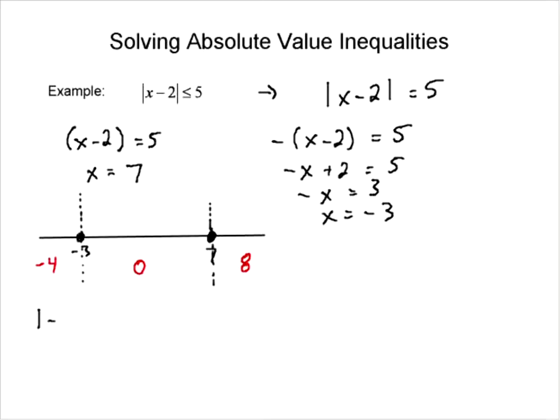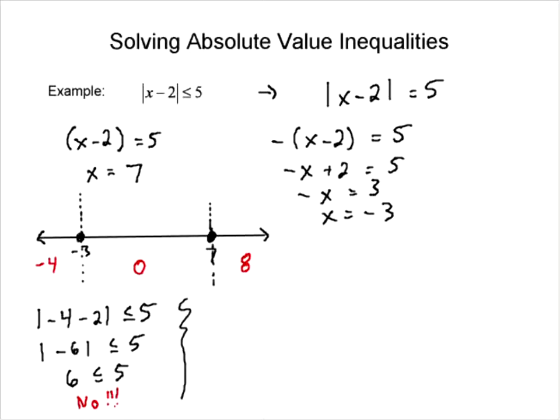So we're going to test negative 4 in the original inequality. Is negative 4 minus 2 in absolute value less than or equal to 5? So is the absolute value of negative 6 less than or equal to 5? Well, is 6 less than or equal to 5? That is definitely a no. That's not true, 6 is greater than 5. So it's not going to be true if we are less than negative 3.